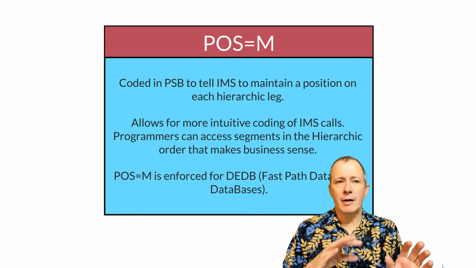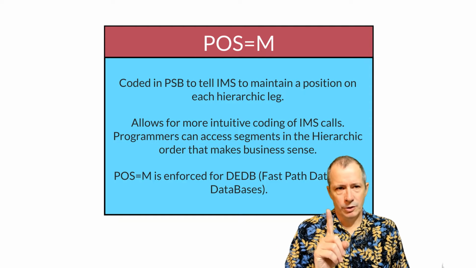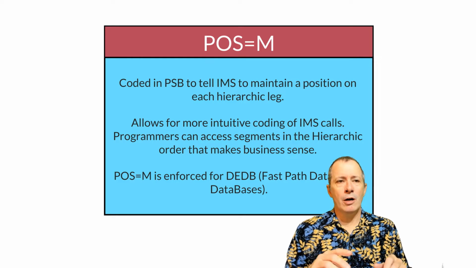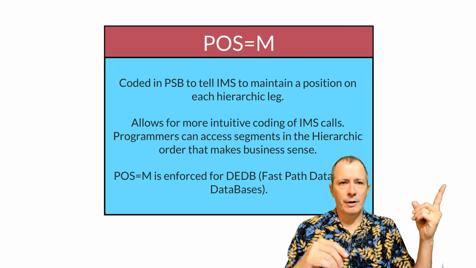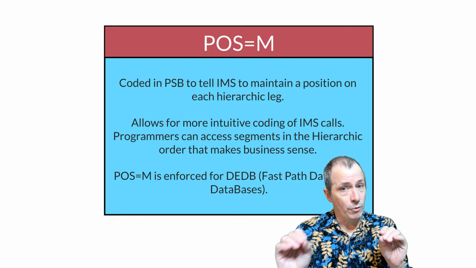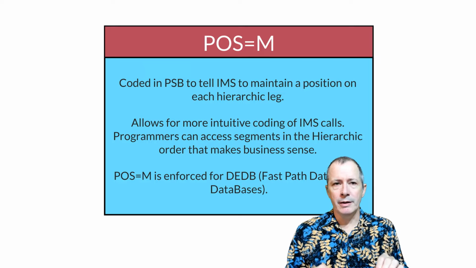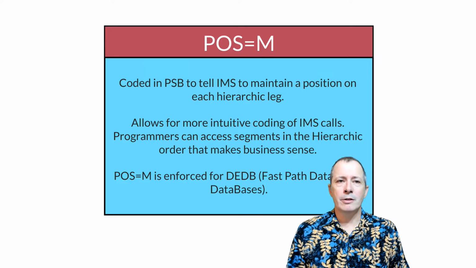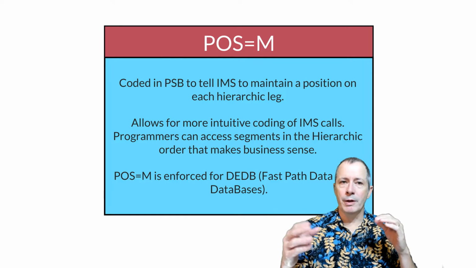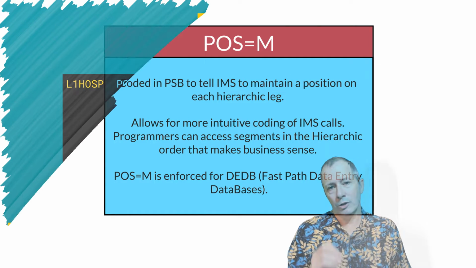Programmers can access the segment in an order that makes sense, rather than being forced by a single position into accessing the segment left to right. A programmer can read a child on the right side of the root and then read a child on the left side. Position equal M is the default for FastPath data entry databases. If a FastPath PCB has two or more hierarchical legs, position equal M is assumed or enforced to be true even if position equal S is coded in the source.